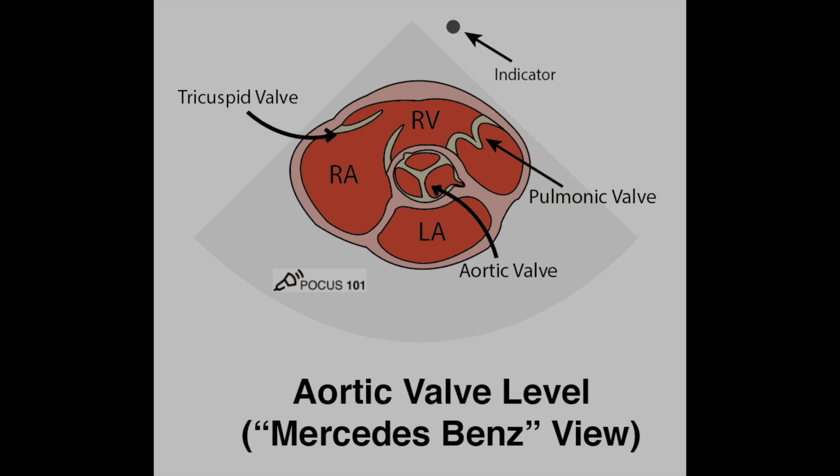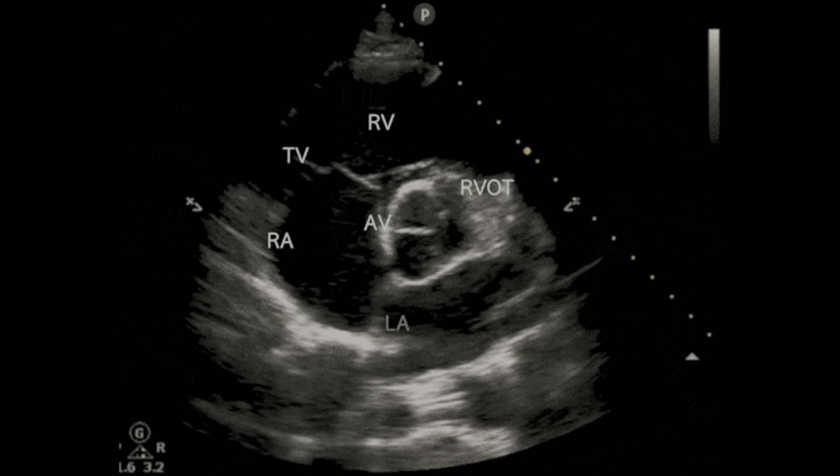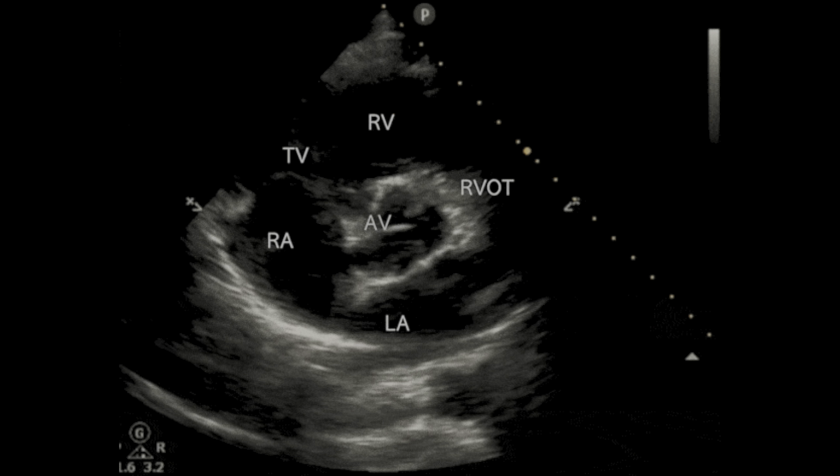To achieve this view, tilt the tail of the probe inferiorly and point it towards the aortic valve. As you do so, the aortic valve should come into the view with its leaflets representing the Mercedes-Benz sign.